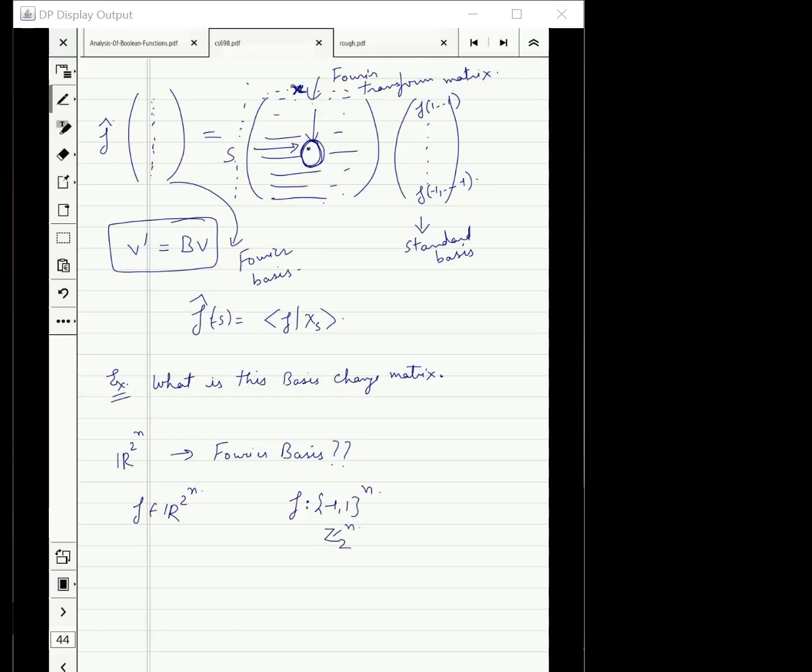You take any f going from S to R where the size of the set is 2 to the power n, then the function can be represented in R to the power 2 to the power n, right? That's the only thing we used when we said that f is an element of R to the power 2 to the power n. That's just because the size of minus 1, 1 to the power n is 2 to the power n. But minus 1, 1 to the power n has a structure, right? These entries are elements of a group.